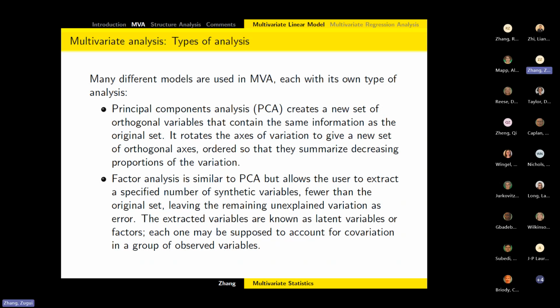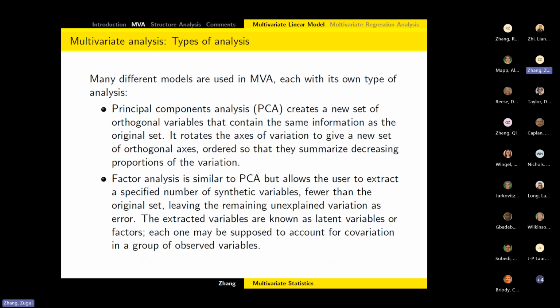There are many types of multivariate analysis. One is called principal component analysis. Last month, Kashiba gave us a wonderful talk about PCA, principal component analysis, which creates a new set of orthogonal variables that contain the same information as the original set. It retains the axes of variation to give a new set of orthogonal axes ordered so that they summarize the proportion of the variation.